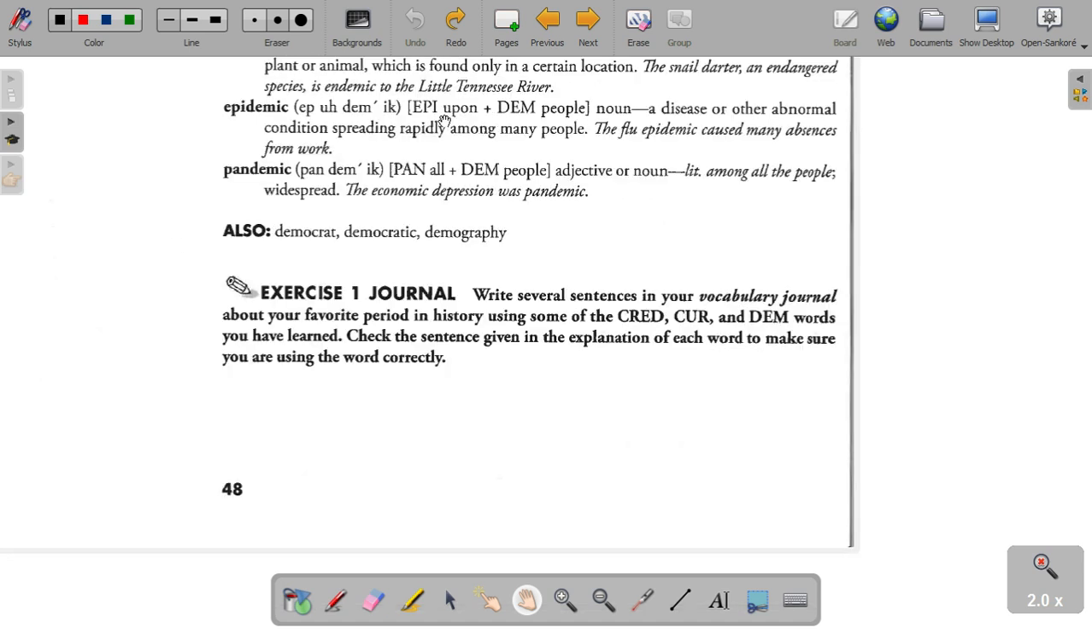Epidemic is, again, another word that we didn't even notice the dem in, and it's a disease or other abnormal condition spreading rapidly among many people. So the flu epidemic caused many absences from work. And then pandemic is among all people or widespread. So the economic depression was pandemic.